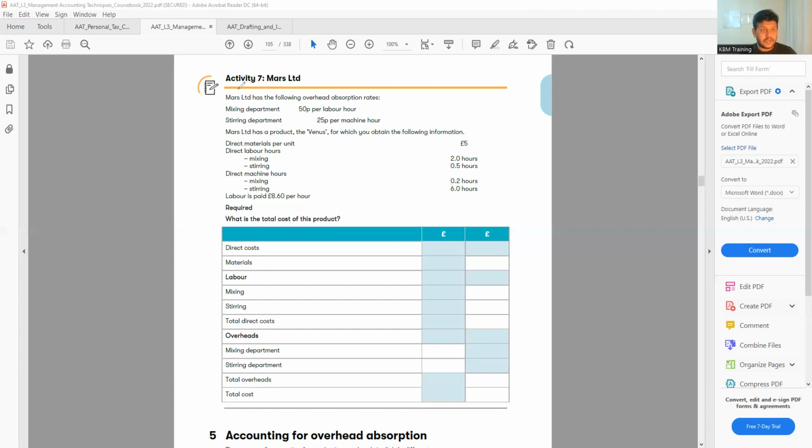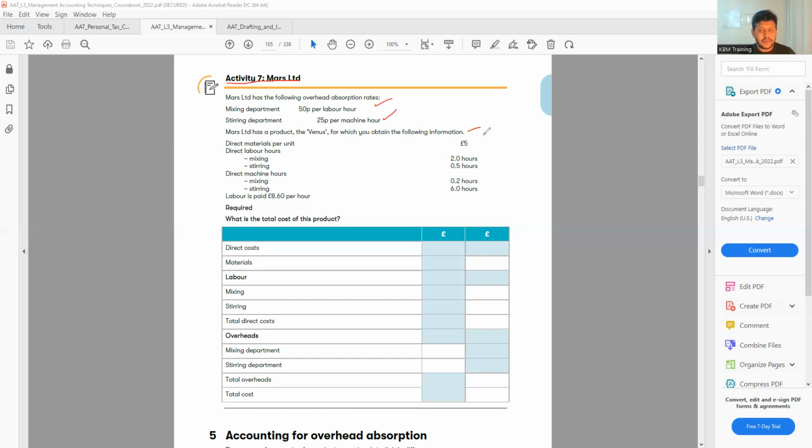Okay, so let's try this one, activity 7. Merce Limited has the following overhead absorption rates. It's the mixing department, we have 50 pence per labor hour. Shrink department, 25 pence per labor hour. Mars Limited has a product, the Venus, for which you obtain the following information.